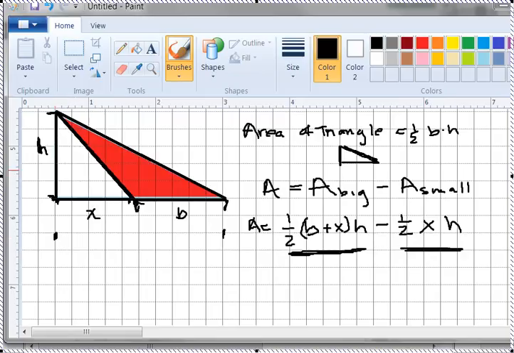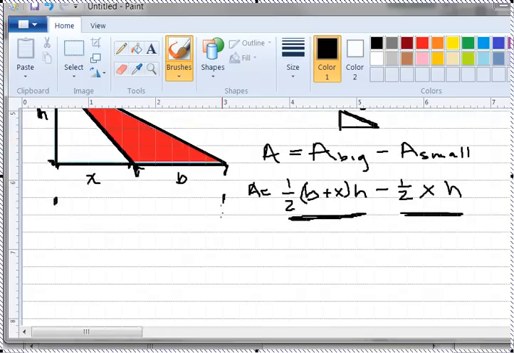All right, now let's use some math. And don't worry, I'm just proving something to you. Now, when I have a parentheses and a number outside, I distribute it. So this is 1/2 B times H, plus 1/2 X times H, and that's from the first part, minus 1/2 X times H. Hey folks, I got a question. What's 1/2 X times H minus 1/2 X times H?